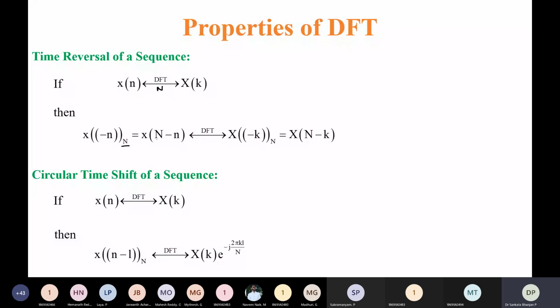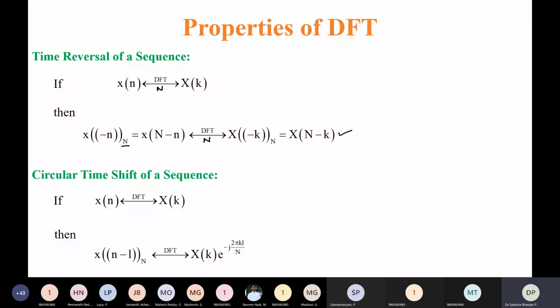This is time reversal. But in case of DFT, when we make its time reversal, how will we get this? Modulo N. x of minus n modulo N, the value is x of capital N minus small n. So what is its N-point DFT? Its N-point DFT is capital X of minus k modulo N, that means capital X of N minus k. This is the property.